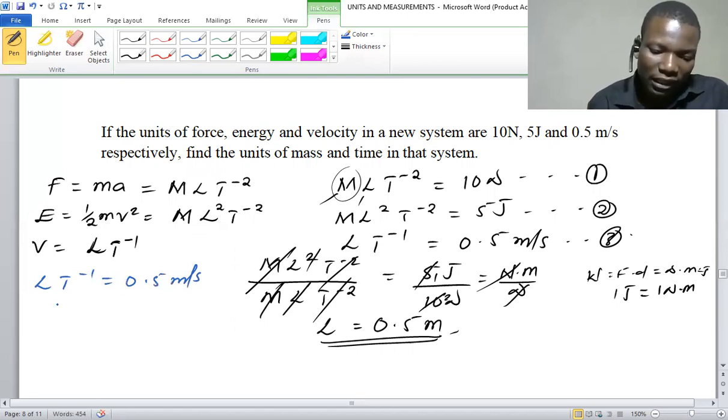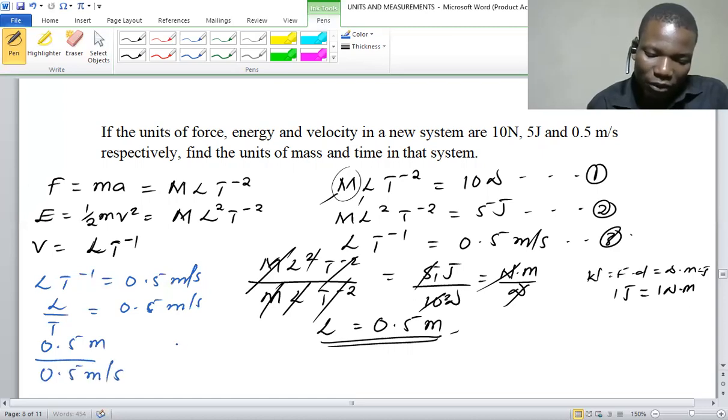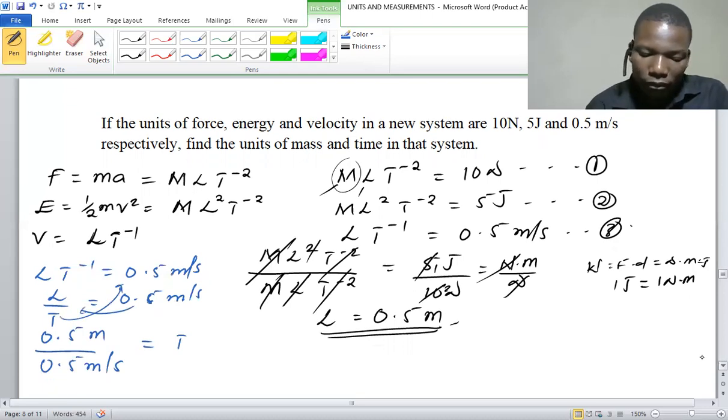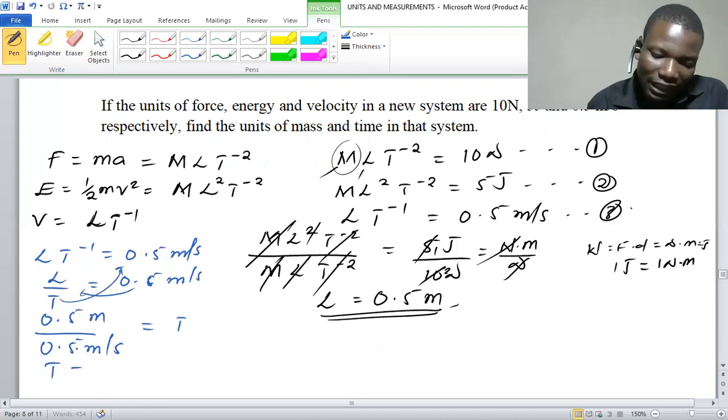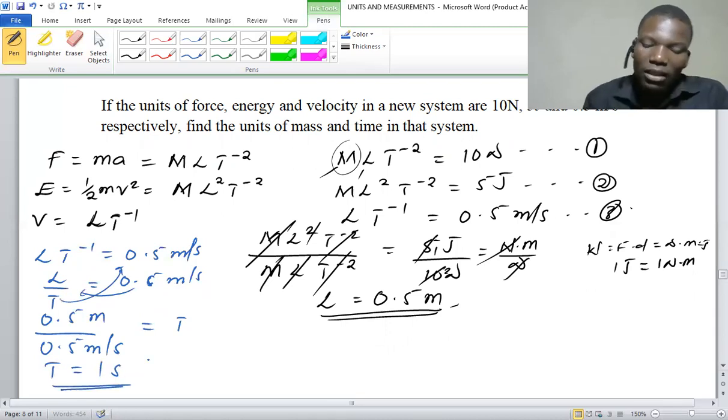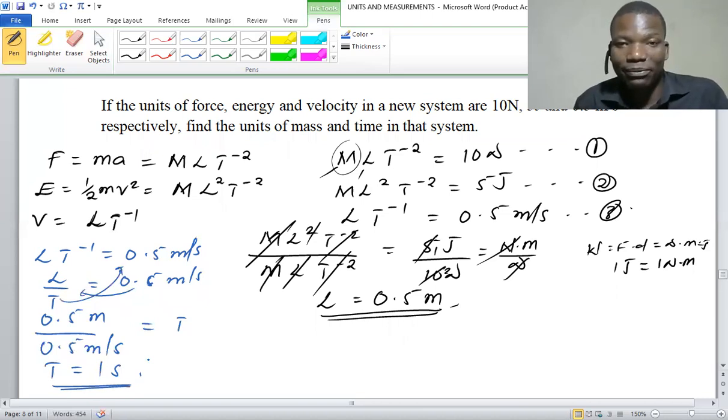Okay, so this is the same as L over T being equal to 0.5 meter per second, and then we have 0.5 meter divided by 0.5 meter per second being equal to T. So T has come this side and 0.5 has come down there. So our T is actually going to be 1 second. So that will be the time in that system.